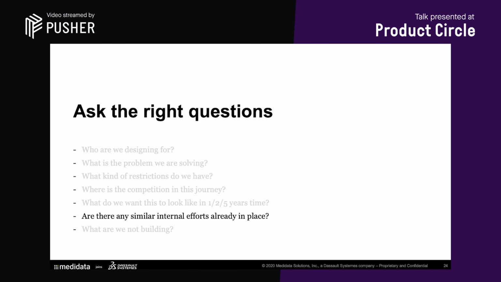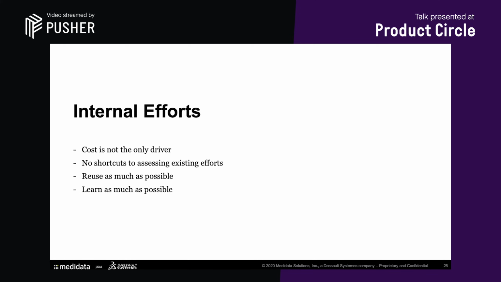Are there any similar efforts in place, right? So nobody is happy if you step on their toes. So we need to make sure that there weren't any similar efforts out there. And guess what, right? There were. So there was no shortcut in the way that we could reuse, learn from, or as a worst case, discard what was already out there. So we had to go through a rigorous analysis of what was out there and reuse whatever we could.